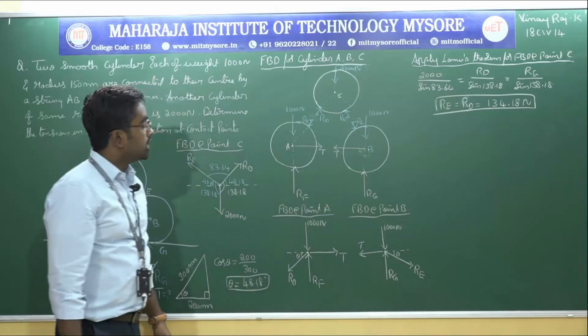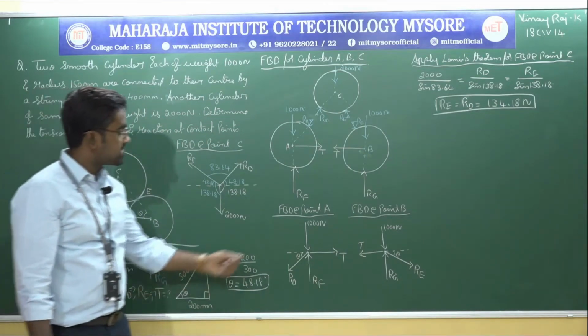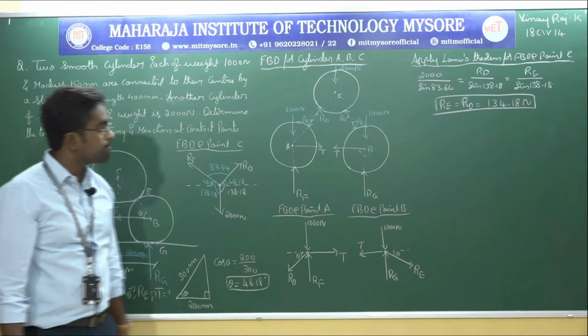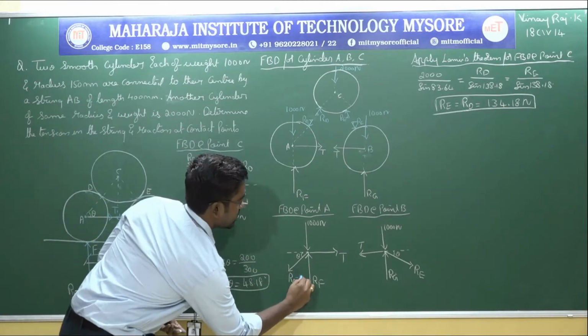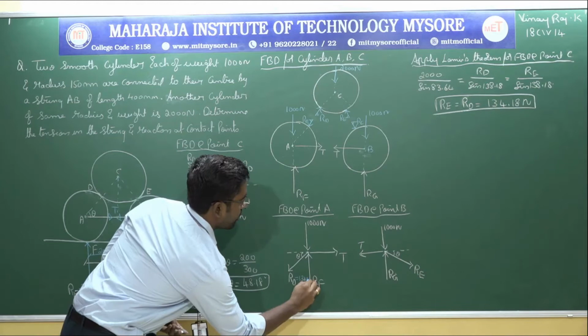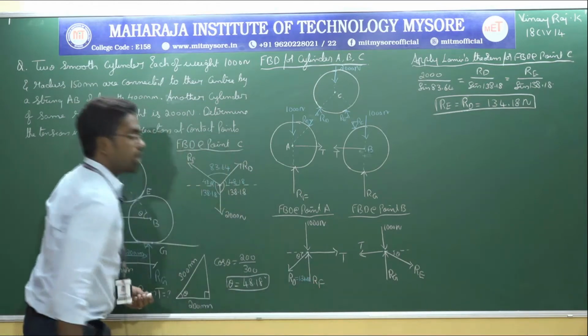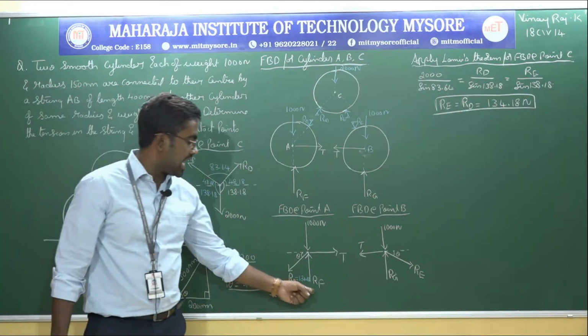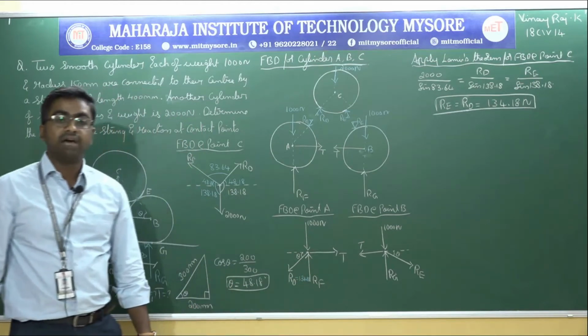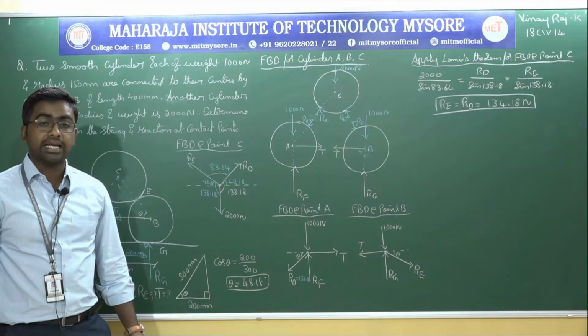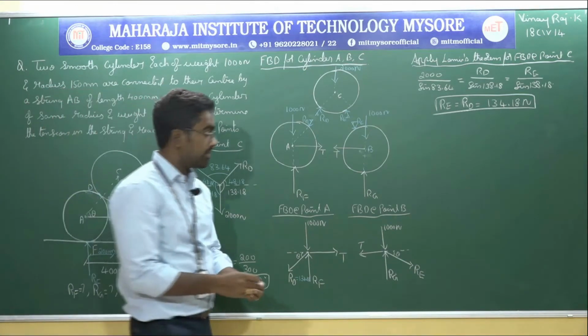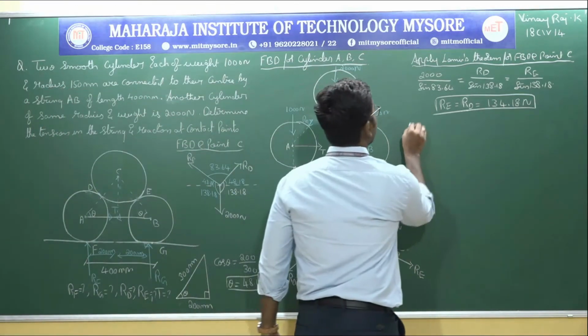Now let us move to the next free body diagram, that is the free body diagram at point A. In this free body diagram, I know one unknown, that is RD is equal to 134.18. The remaining two unknowns I need to find out: one is RF and the other is the tension T. In this free body diagram, there are four forces and I need to apply the equilibrium condition, right? I cannot go for Lami's theorem.